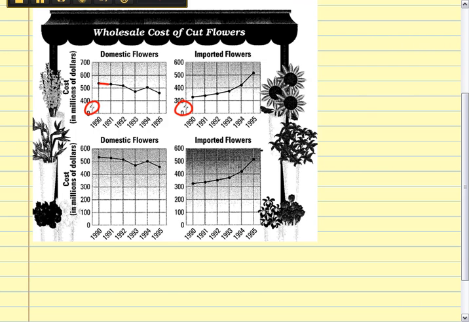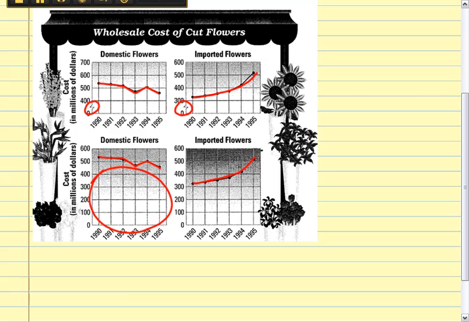Okay. Now, when I look at these two graphs, notice it has the zigzag here. That means it's exaggerating. It's almost like looking at this part through a magnifying glass, okay? And when we look at it on a graph that hasn't been broken, we can see that the proportion of change is not that much. I mean, they're still all above 400. Same thing over here with imported flowers, right? It exaggerates the change some, okay?